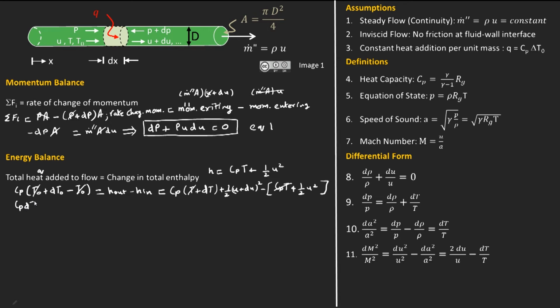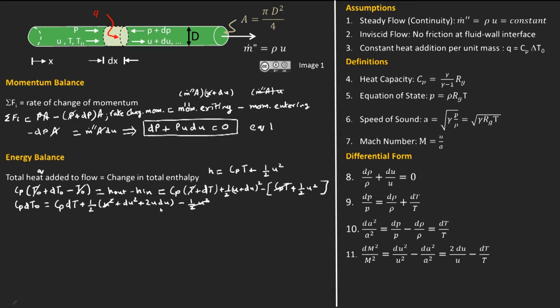Let me carry the Cp times dT naught here, which equals Cp times dT, which survived there after cancellation, plus, let me now expand this half (u plus du) the whole squared, which is half u square plus du square plus 2u du, minus the half u square that was remaining from the previous line. Okay, we can cancel this with this fairly easily.